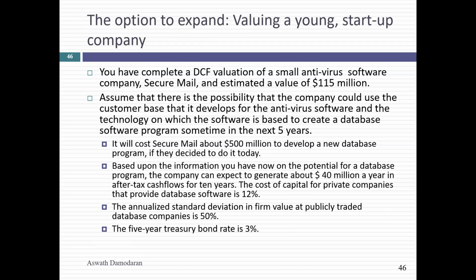Let's say you value a company. It's an antivirus software company. You do the expected free cash flow, cost of capital, you come up with 115 million. It's a small company, 115 million. You're done. The DCF value is done. And then the company says, look, in the process of selling our software, we're collecting data on our customers that we can use to create a second business, a database business. So this is a platform argument. We have a platform of customers who use our existing virus software. We're collecting data on that platform that will allow us to come up with a database business.